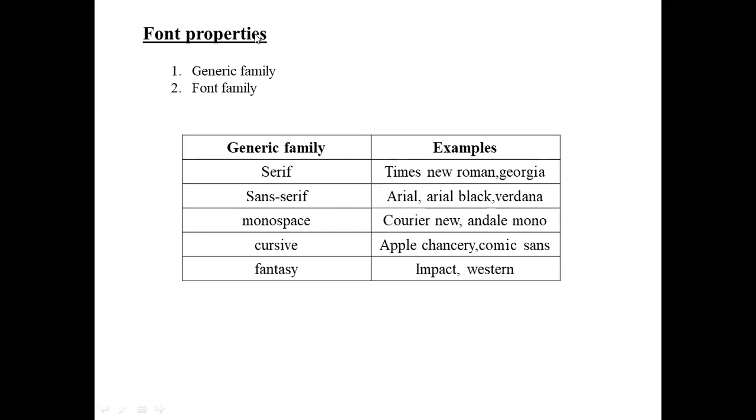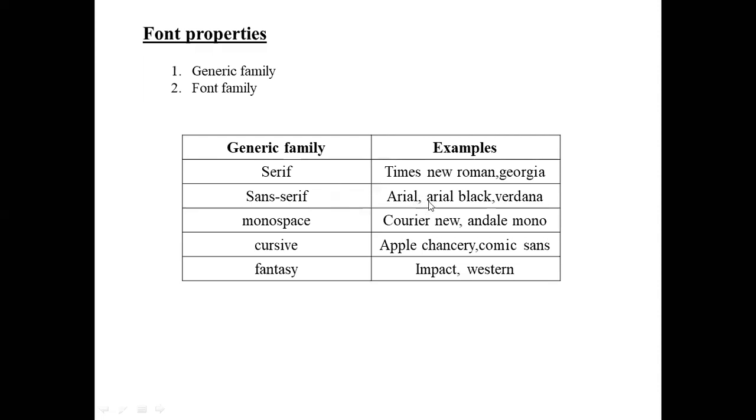For font family, there are two types. First one generic family, second one font family. A generic family is a group of font families with a similar look. Suppose Times New Roman and Georgia. These two fonts have the same look. That is serif. Those two fonts belong to the serif generic family.